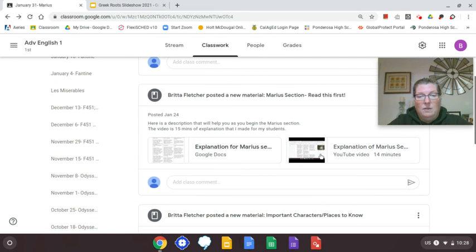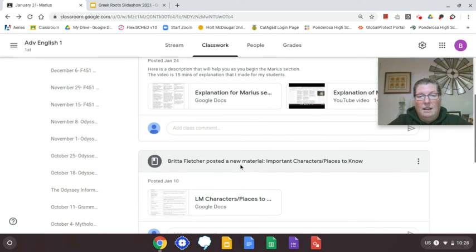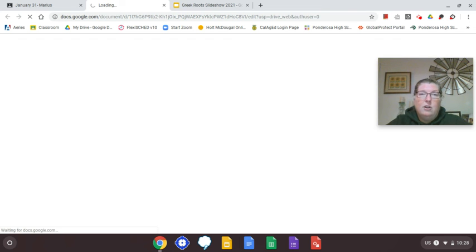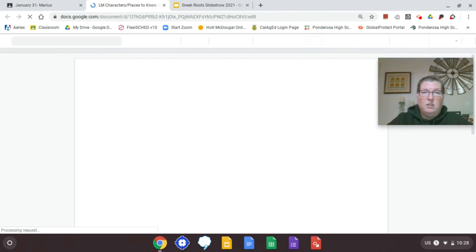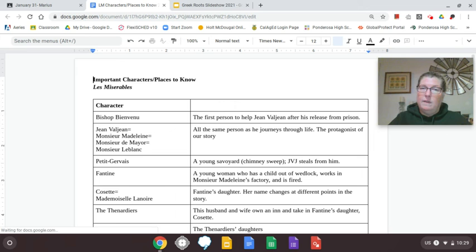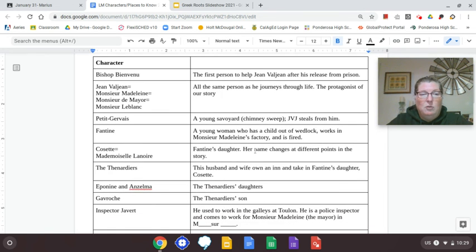So here's our Marius section at the beginning. One of my students asked for this early on in the unit, and you may just have missed that we're doing this. I made an important characters and places to know page here because he said there are just so many names of people and places, streets and towns. What is it that we need to know? Can you boil that down? So I said, yes, I can. And so these are the people you should probably know. Here's a little description of them.